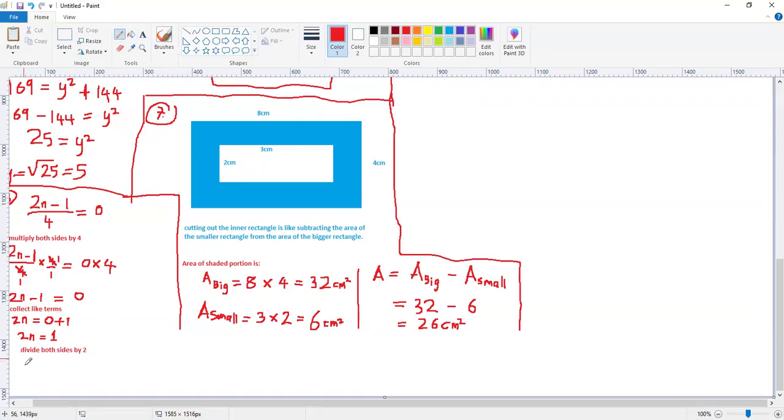So we are dividing both sides by 2. So if you divide both sides by 2, we have it that 2n over 2 equals 1 over 2, right? And that will leave us with 2 cancelling itself. And that means, therefore, n is equal to half. Okay? So that's the final answer. n equals half. Of course, I'm sure you know that half is also 0.5, isn't it? All right. So you can go ahead and write this.